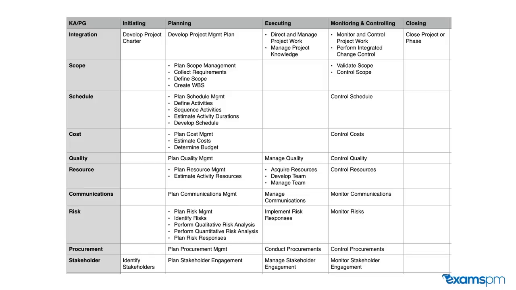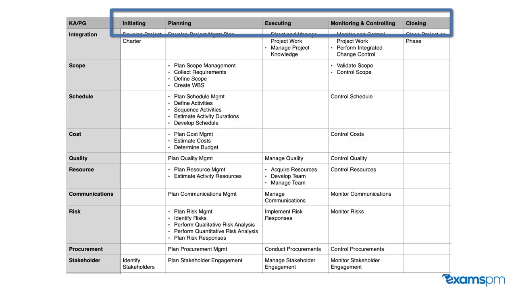So across the columns right here, we have the process groups, and there are five of them. And along the rows, we have the knowledge areas. And in the intersection between them, we have the 49 processes. So essentially, each of the processes has a corresponding process group and knowledge area. So for the remainder of this video, we are going to talk about how you can memorize this chart.